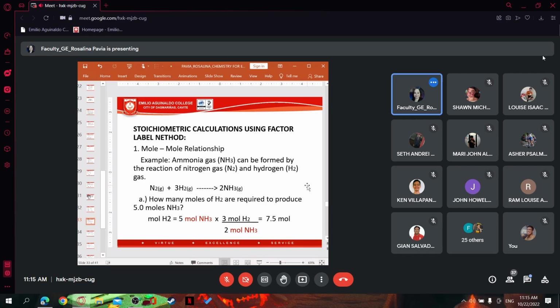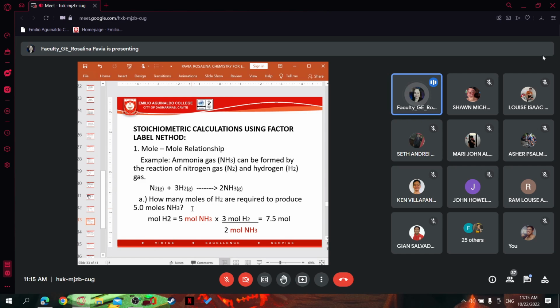Okay. Mole-mole relationship. I-compare natin ito pag ginamitan natin ng formula. You will get the same. Ammonia gas can be formed by the reaction of nitrogen gas and hydrogen gas. So N2 plus 3H2 will give you 2NH3. How many moles of hydrogen are required to produce 5 moles of ammonia?